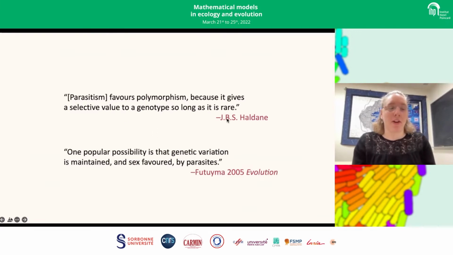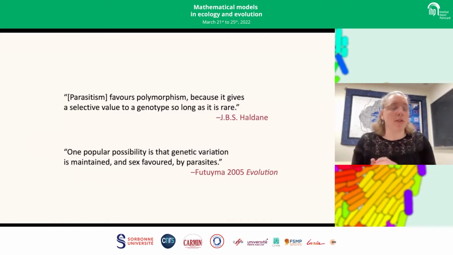I'm here to talk about eco-evolutionary processes that impact genetic variation. One of the first ecological processes that we can think about that has the potential to maintain genetic variation is coevolution between different species. This comes from a long tradition of the Red Queen hypothesis, and as first stated by J.B.S. Haldane in 1949, parasitism is thought to maintain polymorphism and increase heterozygosity because it gives a selective advantage to host genotypes in the population that are rare.